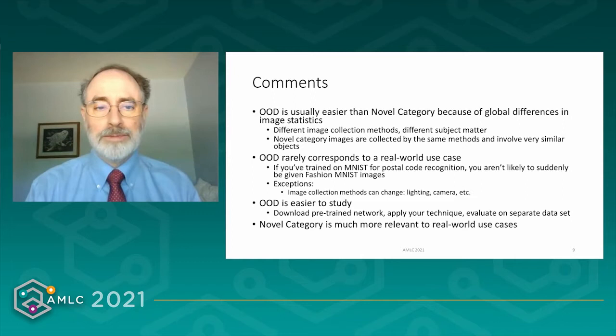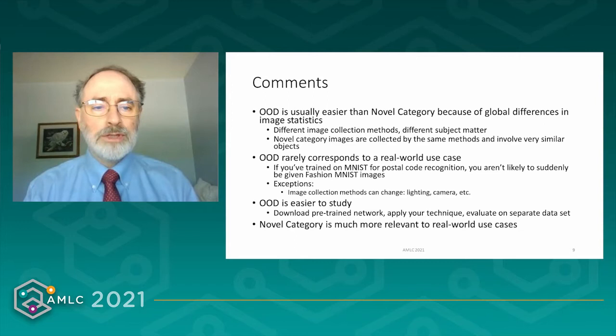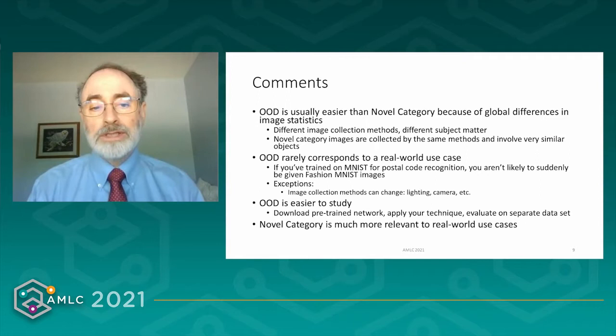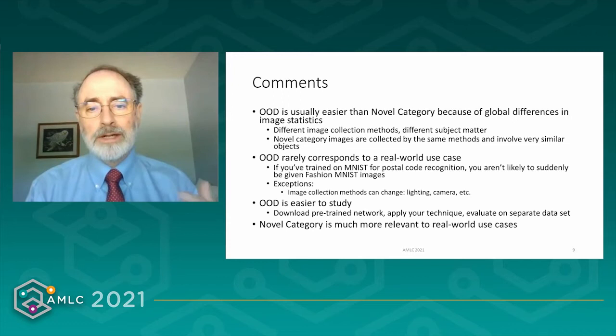give you an unrealistic advantage. I also don't think that the out of distribution case corresponds to a real world case. If you trained on MNIST for postal code recognition, you aren't likely to suddenly be given fashion MNIST images. But obviously there are situations where the lighting, the camera, and so on have changed from your training data.